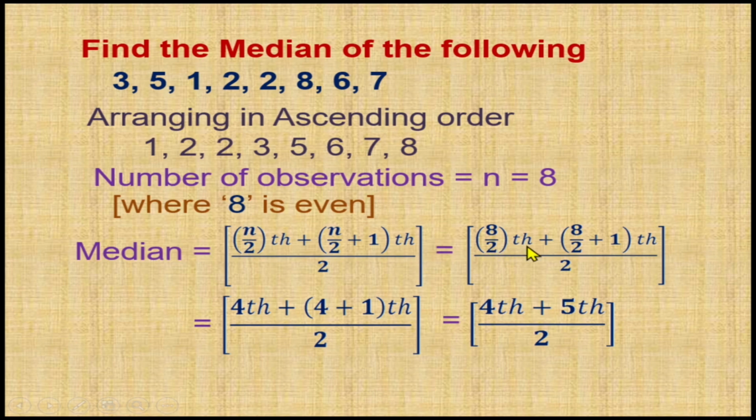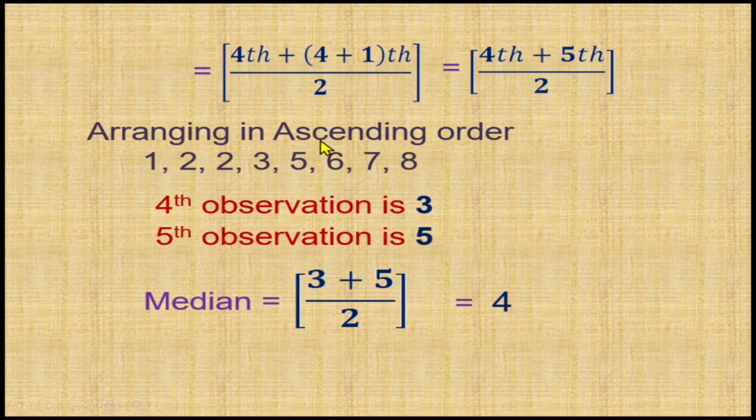So, 8 by 2 and 8 by 2 plus 1th observations, that is the 4th, and the 4 plus 1th, that is the 5th observations you are going to take. The mean of them, that is the reason we write by 2 here. Now, what is this 4th observation? What is this 5th observation? You please see here. The 4th observation is 3, and the 5th observation is 5. Therefore, to find the median, you add the 4th and 5th observations, that is 3 and 5. So, 3 plus 5 is 8. 8 by 2, how much is it? 4. So, the median of these observations is 4.